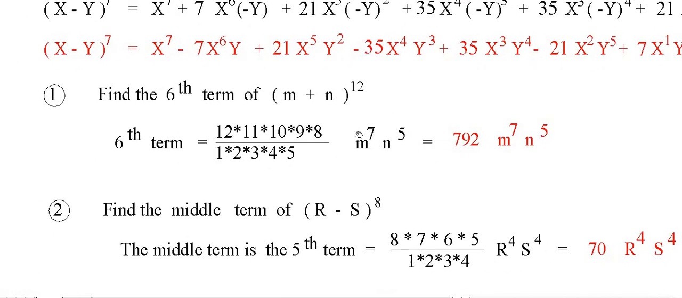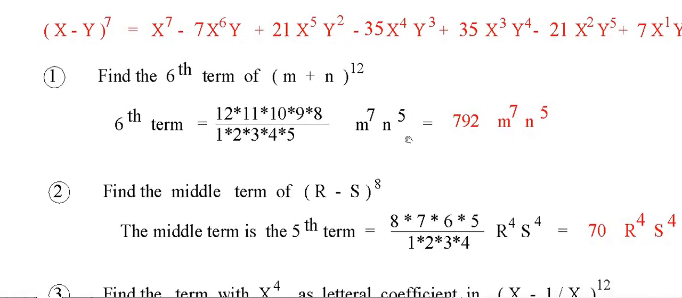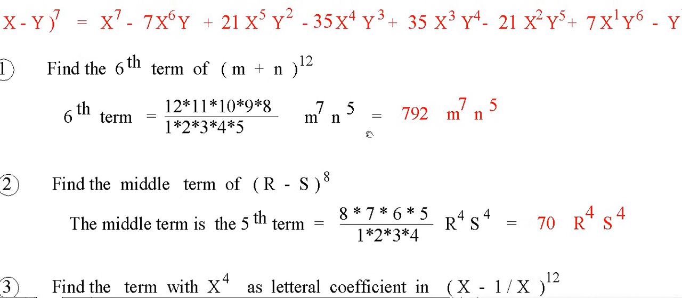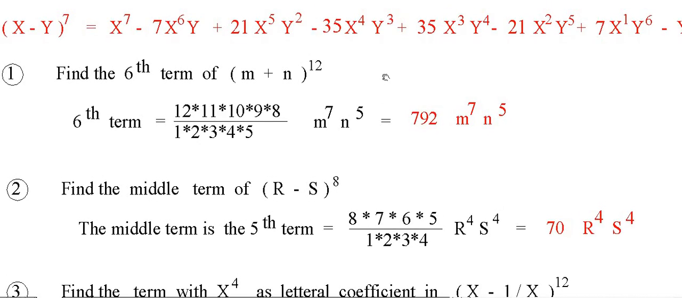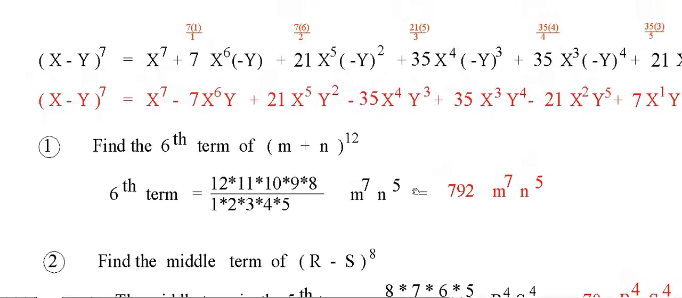Okay, next, challenging problem of binomial expansion. Okay, this is another discussion, very interesting. Find the sixth term of m plus n raised to the exponent 12. So the sixth term, okay, before this, I would like you to understand this.